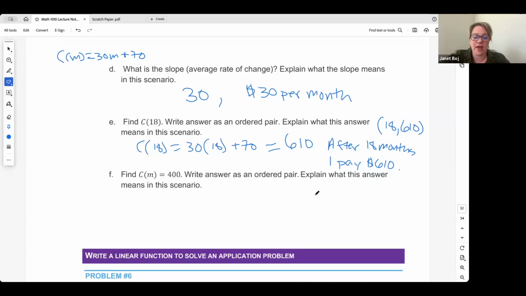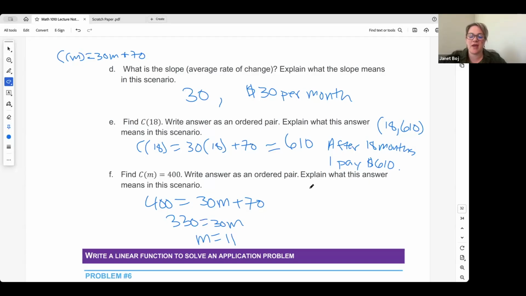Now they can go the other way. Find m when C of m equals 400. So now what am I trying to do? I'm trying to find the number of months. If 400 is how much money I've paid, then how many months have I gone to the gym? Once again, you take 400, subtract the 70, that's 330, and then you divide both sides by 30. So that means m equals 11.